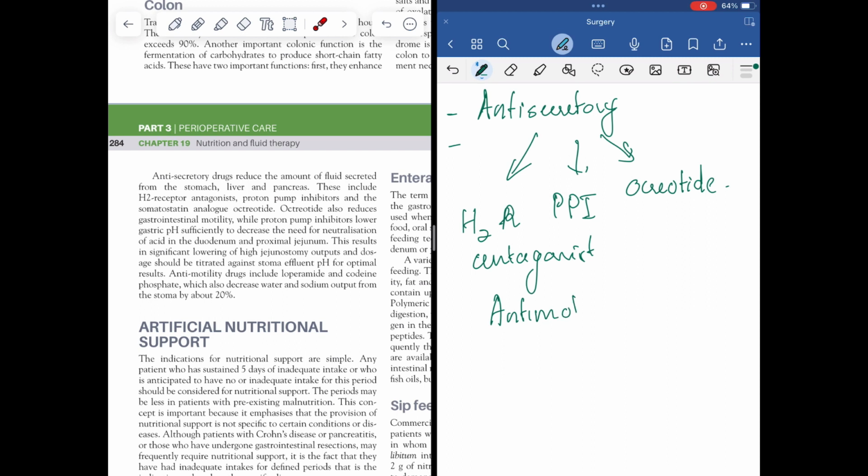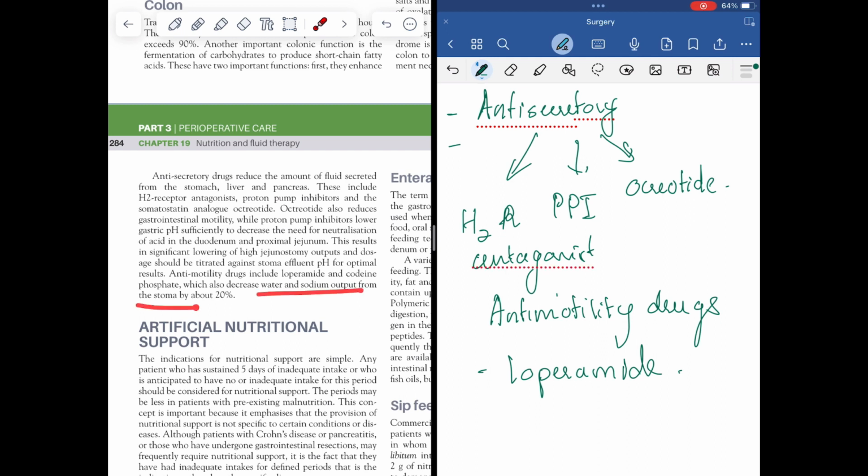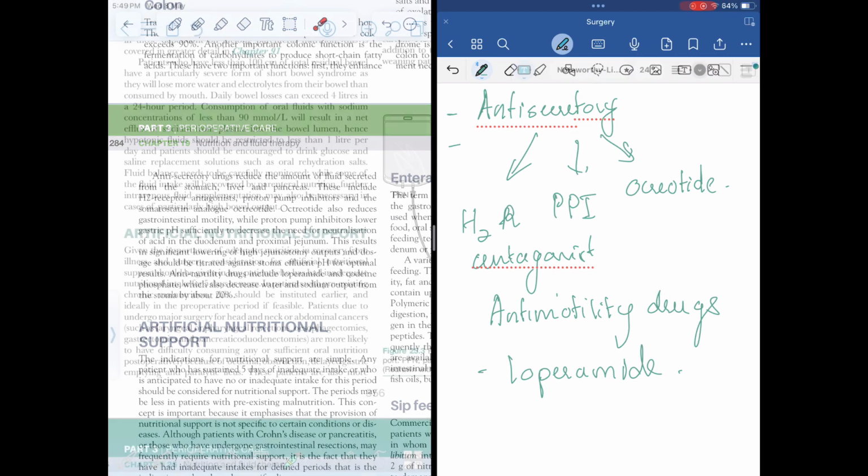Now the anti-motility drugs can also be given. Example, we know commonly what we give, loperamide. So this will decrease the water and the sodium output from the stoma by about 20%.